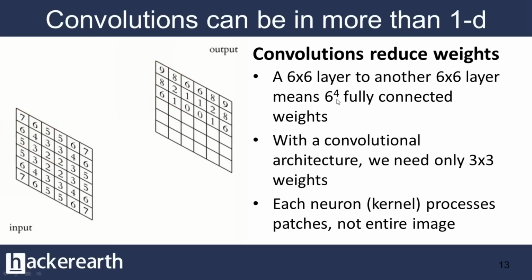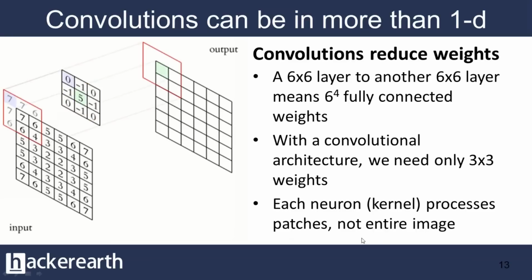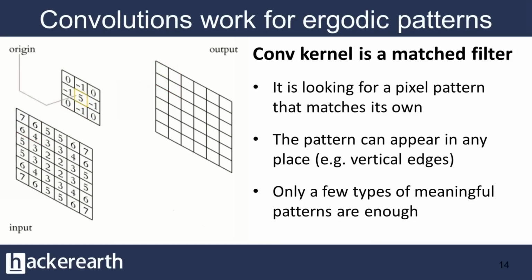your previous layer was 6 by 6. You have 6 elements here and 6 elements here. So let's say it's going to be much less than 6 to the power 4. So each neuron also processes only a patch of the previous layer. It doesn't process the entire image. It processes only a part of it.